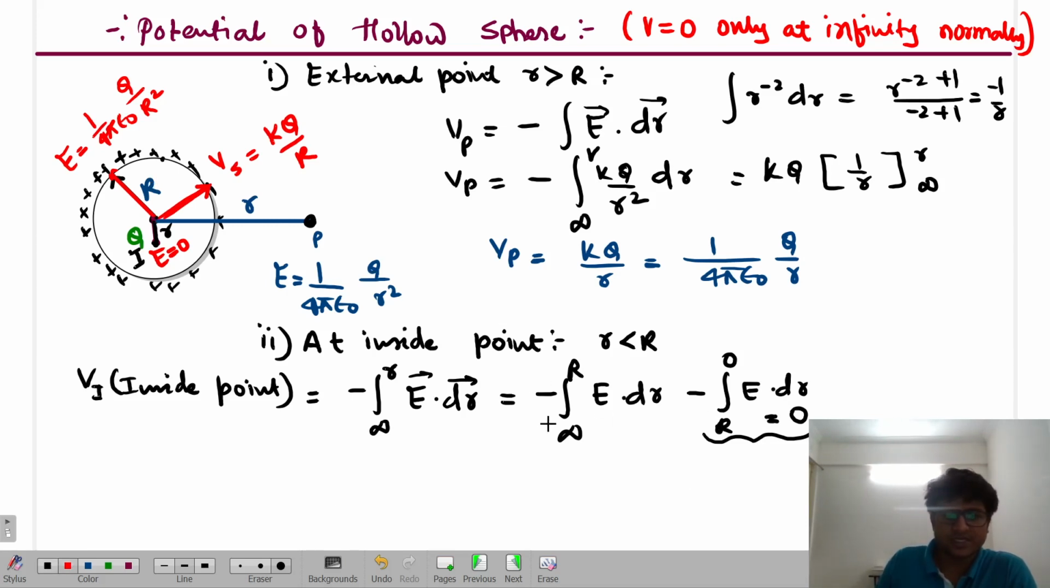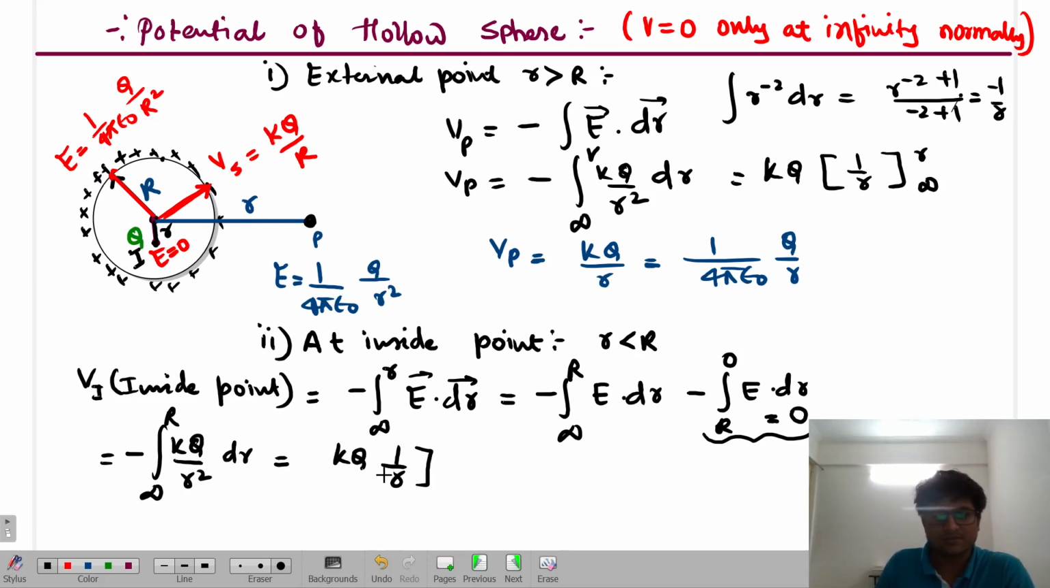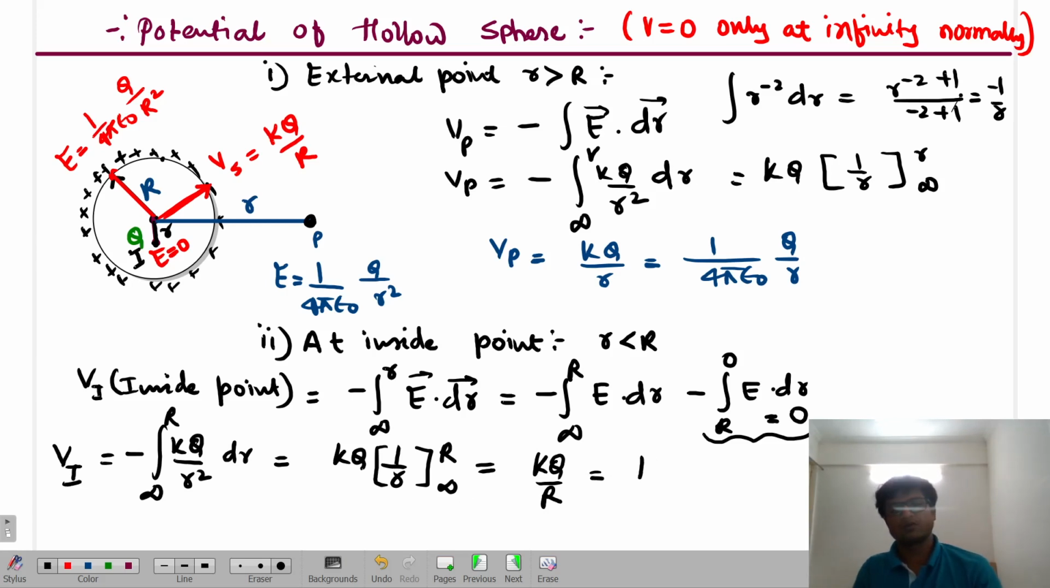So look over here, if I do this integration, once again you will see that I'm getting E, keep the value of E over there. So it will be minus K capital Q by small r square, infinity to capital R, dr. So once again I'll get minus 1 by r over here. So it will be kq outside, 1 by r, and infinity to capital R. So that means kq by capital R. That's my potential at inside point also, which is equal to 1 by 4 pi epsilon naught capital Q by capital R. Are you able to get me or not?